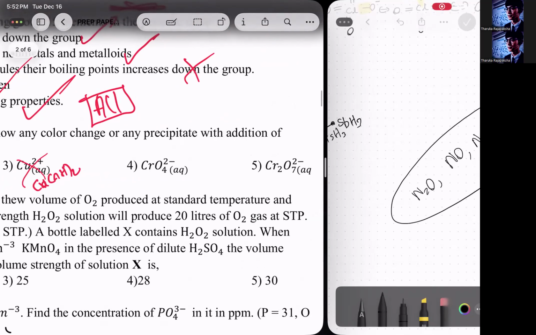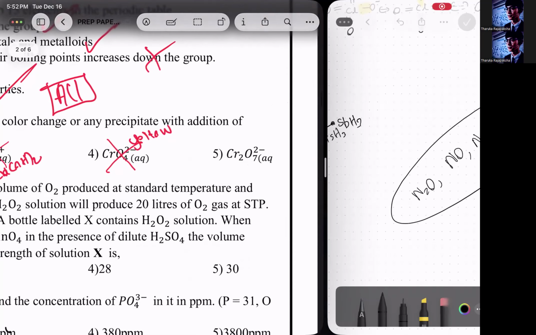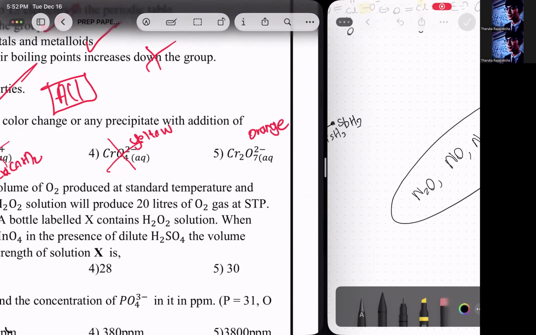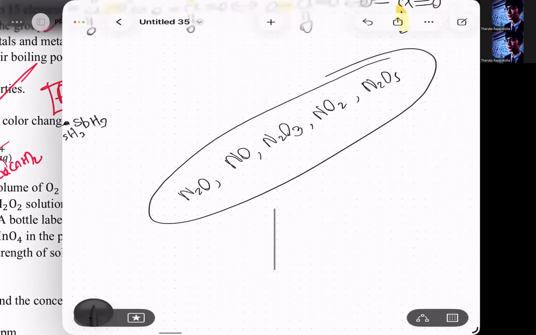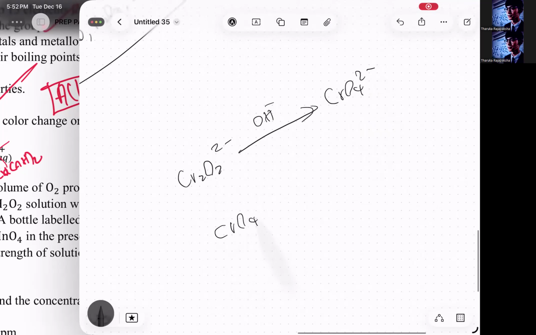Not good. Then people, chromate. Chromate is yellow in color. Yellow color solution. When you add OH minus, nothing changes. It stays chromate. Dichromate, Cr2O7 2 minus, is orange in color. When you add OH minus into the solution, it turns to CrO4 2 minus. They can have a conversion. When you add OH minus, Cr2O7 2 minus will convert to CrO4 2 minus. And if you add H plus into CrO4 2 minus, it's going to convert to Cr2O7 2 minus.